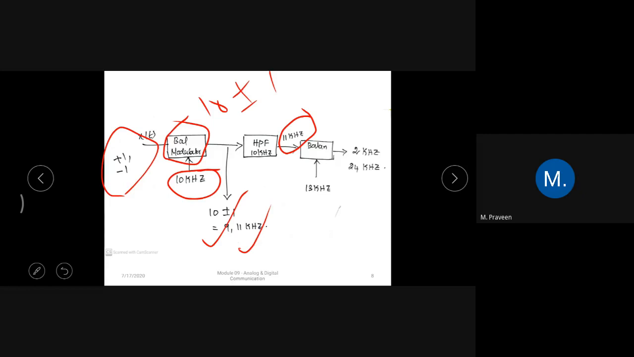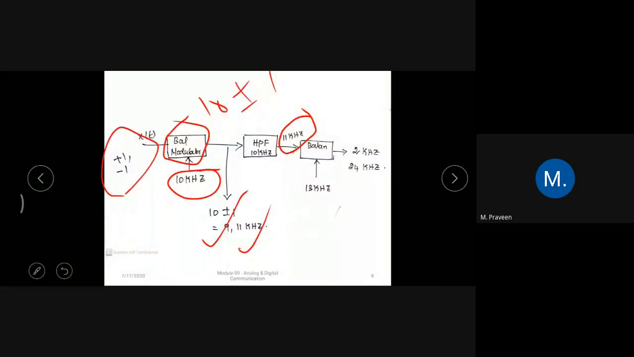Now consider the second balanced modulator. Here I am giving once again 11 kilohertz from the high pass filter, and the local oscillator is giving 13 kilohertz. Once again we know that the balanced modulator output will be 13 plus or minus 11. It means 13 minus 11 or 13 plus 11, which is nothing but 2 kilohertz and 24 kilohertz.